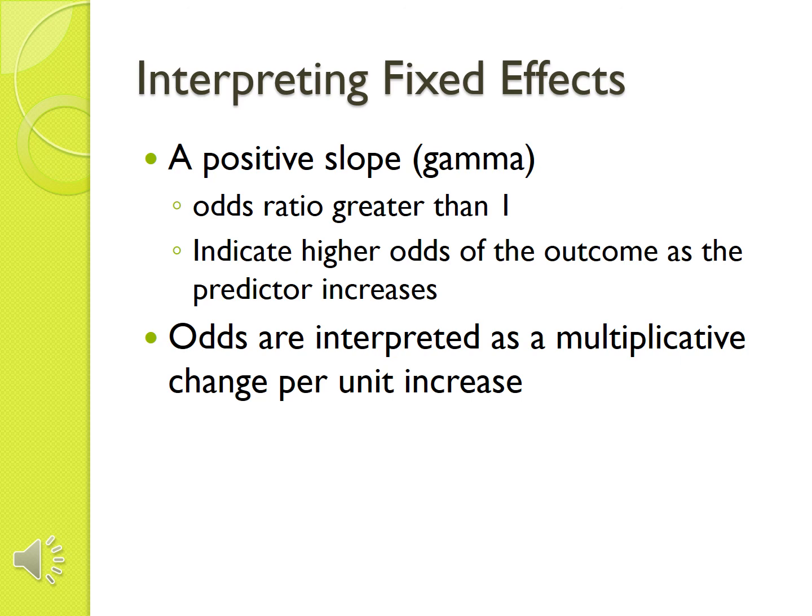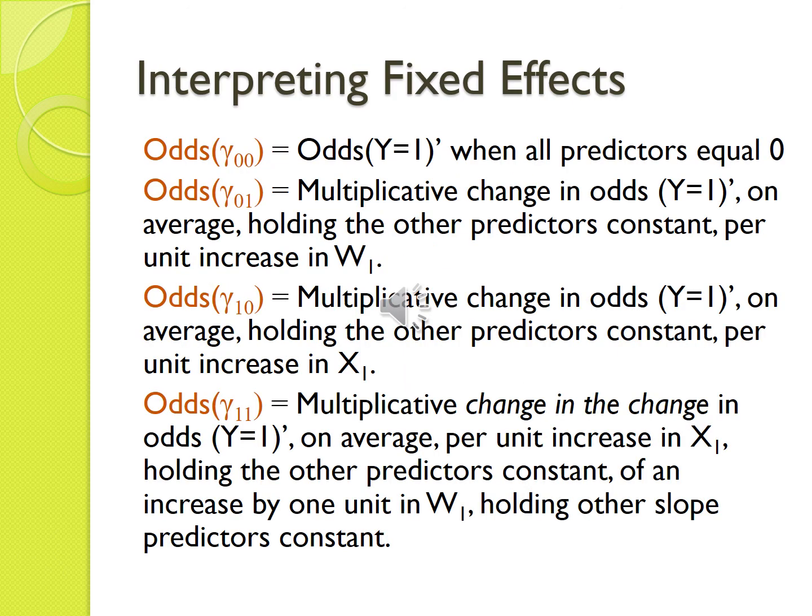Now, why do I use the term factor? Because we're going to be multiplying. Odds are interpreted as a multiplicative change per unit increase. So if your x is 1, then you get the odds ratio. If your x is 2, then it is the odds ratio squared, because it's odds ratio times odds ratio. We will talk about this in class and in the applications in detail, but this is an important piece of information.